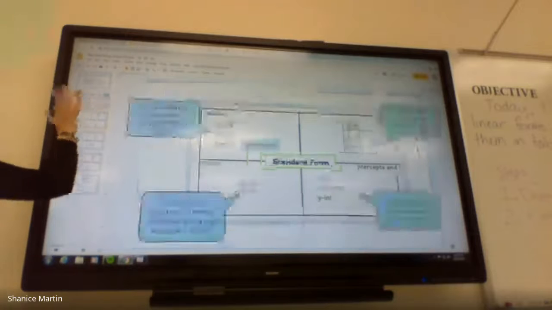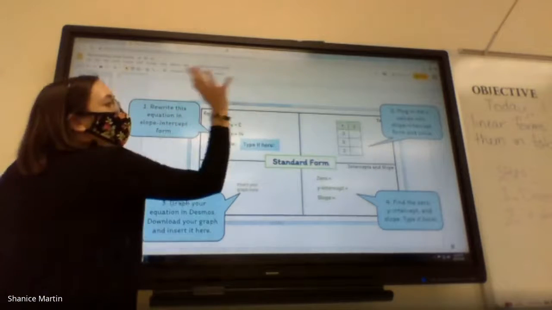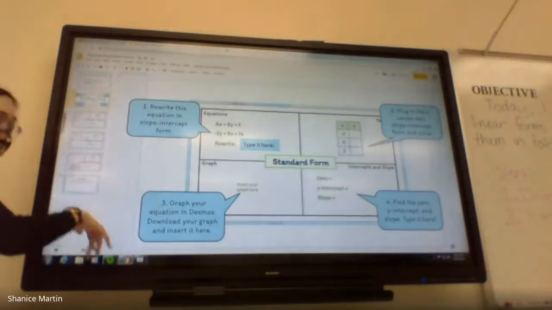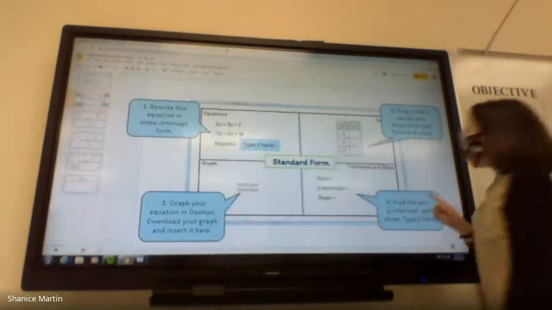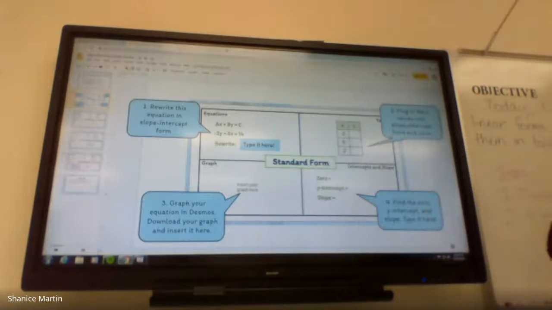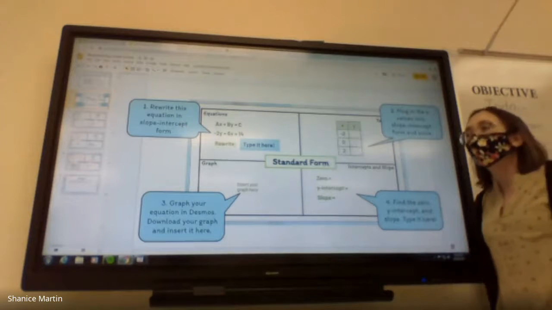So let's see. We wrote the equations. We did the table. We graphed. What's the last thing? Find the 0. Find where it crosses the x-axis. Find the y-intercept, where it crosses the y-axis. And find the slope. And you'll type it there. You're going to do that for each of the slides, for each of our linear forms.